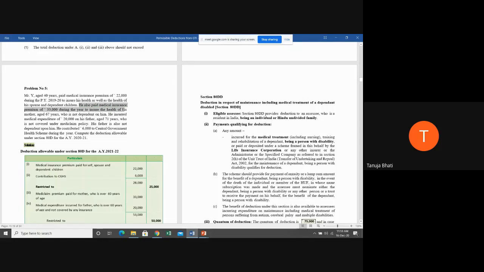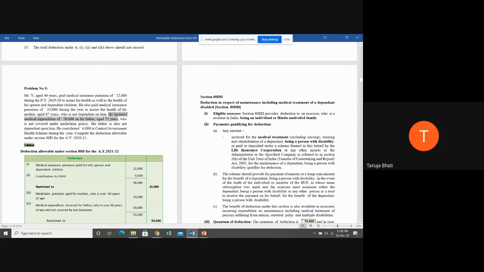Next, he also paid a medical insurance premium of 33,000 during the year to ensure the health of his mother, who is aged 67 years and who is not dependent on him. See, whether parents are dependent or independent, that is irrelevant. You will get a deduction if you're paying the premium for the medical insurance of your parents as well. If she's 67 years, she's a senior citizen, and the limit of deduction is 50,000. So the full 33,000 she will get because it is below the limit of 50,000.